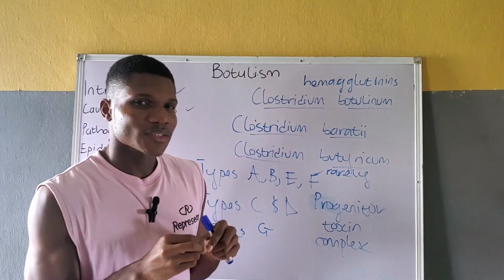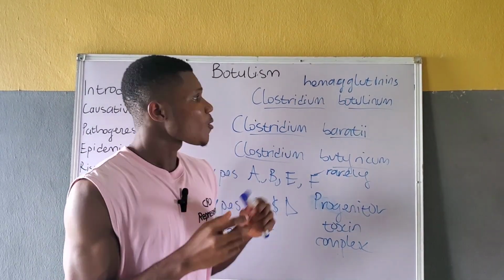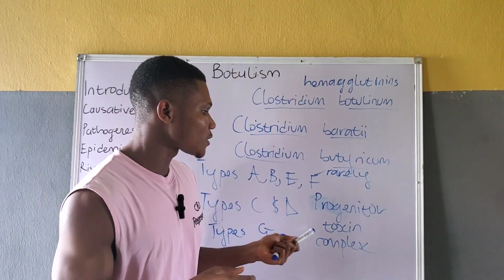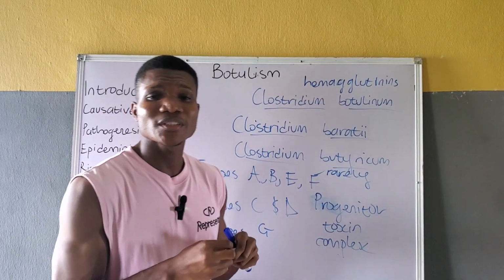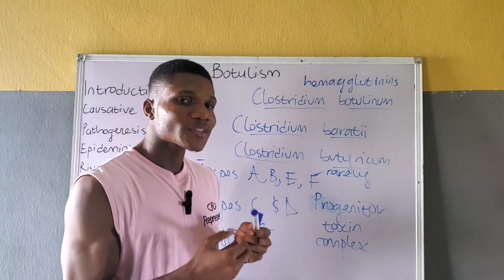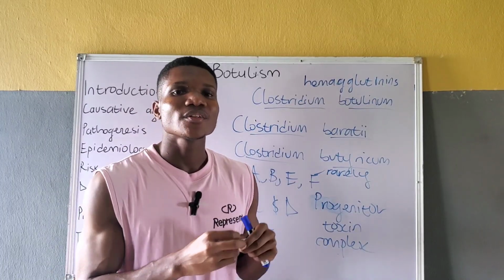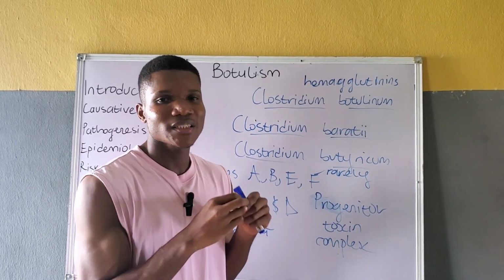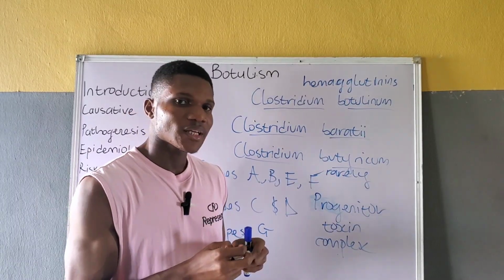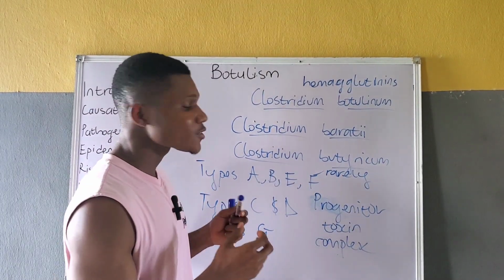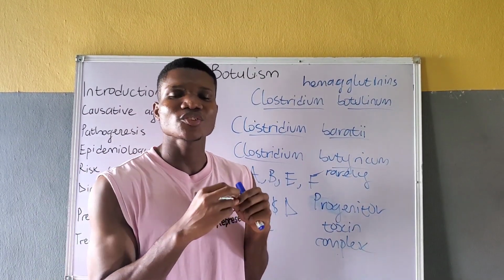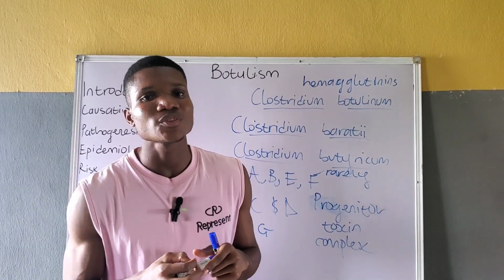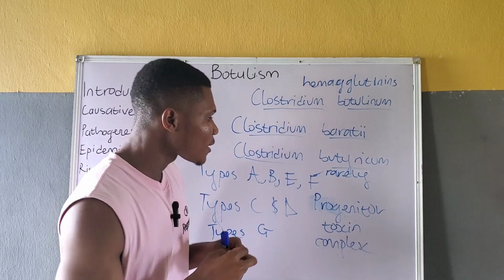The preformed toxins ingested in food combine with the hemagglutinins to form a progenitor toxin complex. This progenitor toxin complex helps the toxin to evade neutralization by stomach acid as well as other digestive enzymes such as pepsin and trypsin. And as such, this toxin gets into the stomach and into the small intestine, and in the small intestine, the toxin gets absorbed into the bloodstream.